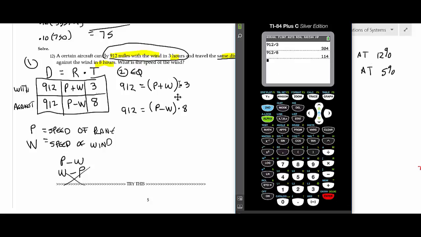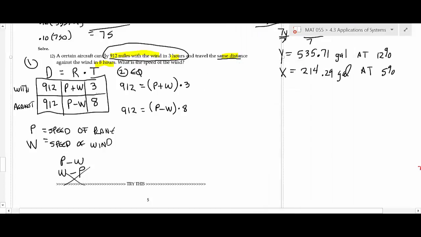If I would have got decimals, then I would probably just distribute and get 3P plus 3W. And you can do it that way if you want to. I don't care. This is just a little simpler if we do it this way. So let's divide both sides by 3 there, okay, and let's write down the result of what we get here.